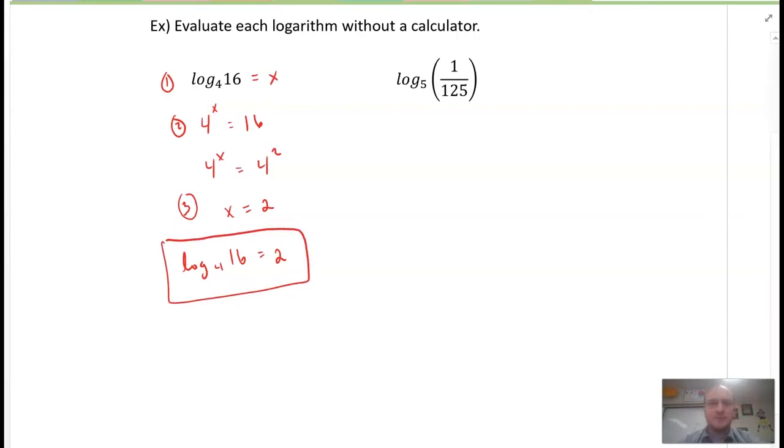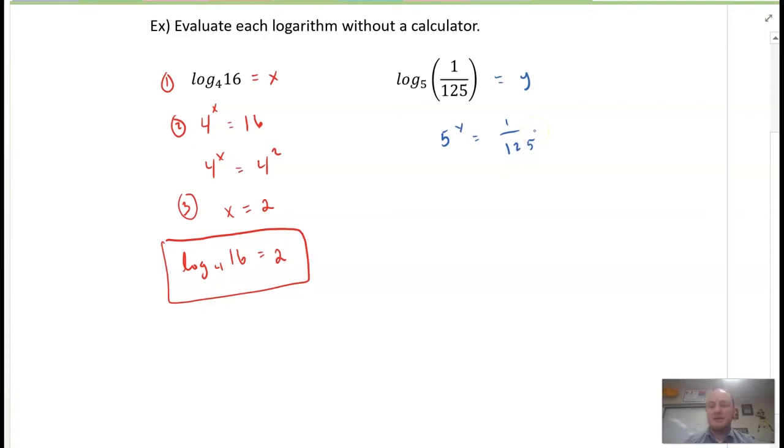Example 2. I'll go ahead and set my logarithmic expression equal to a variable. It can be x, it can be y. I'll use y just to mess with your heads a little bit. You're welcome. Okay, so now I'll rewrite this as an exponential expression. So 5 to the power of y is equal to 1 over 125.